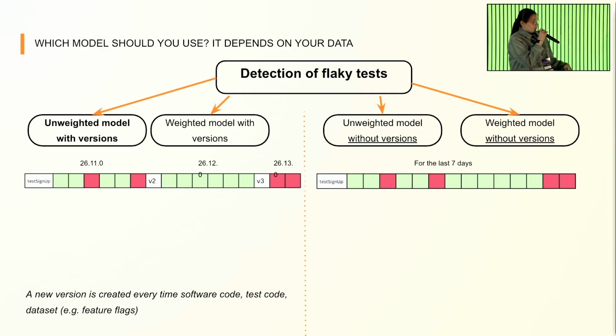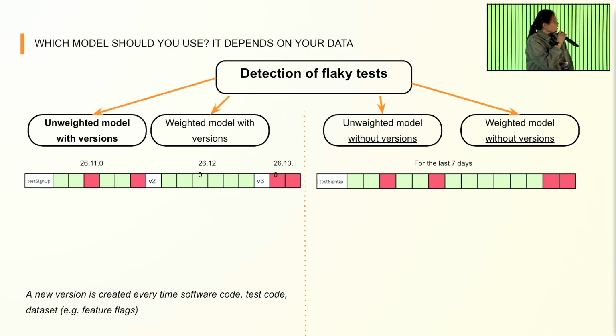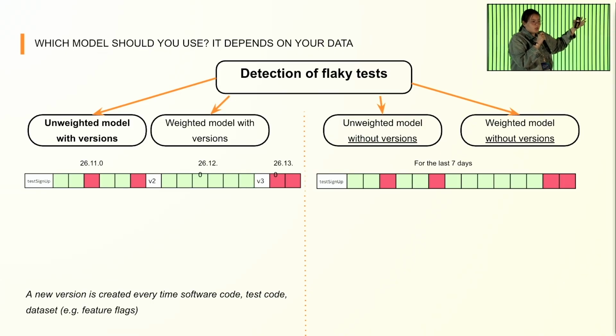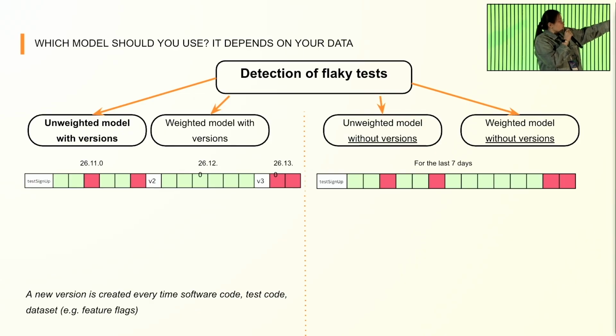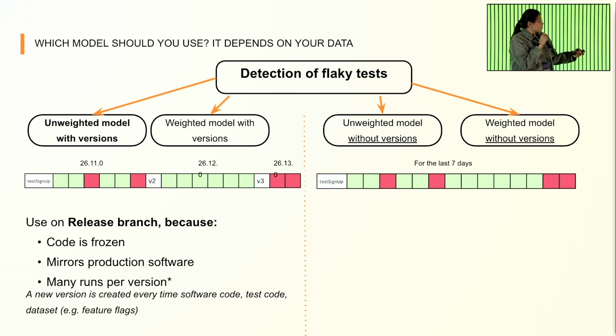is adjusted. Then a new version is created, and basically we create a new batch, like this. An example of the unweighted model with versions could be a release branch. You have a mobile application that you release once in 2 weeks, or once a week. For example, 26.11 was one release, another one is 12, and so on. So for that reason, I suggest using the unweighted model with versions.